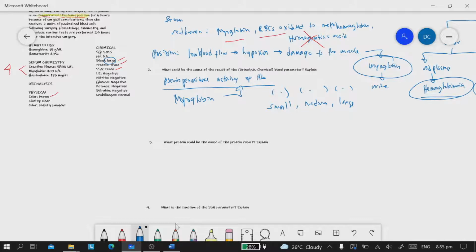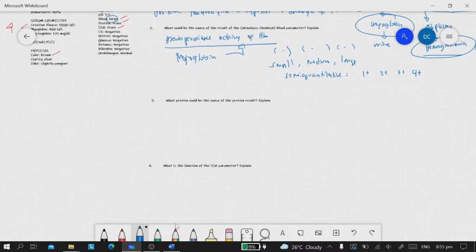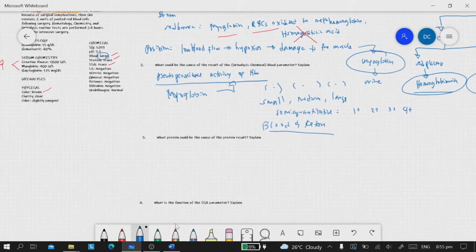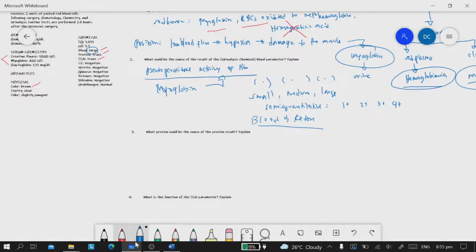Alright, so the most common is the semi-quantitative. That would be 1 plus, 2 plus, 3 plus, 4 plus. This is true for blood and ketone. Right, so the answer for question number 2 is myoglobin. Alright.